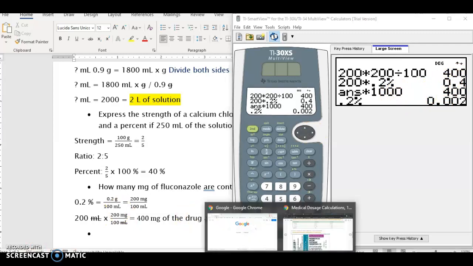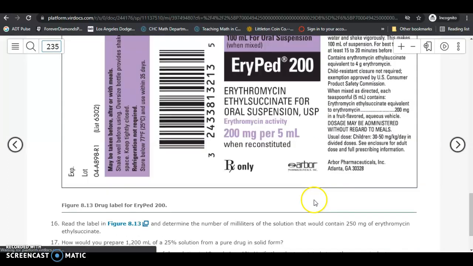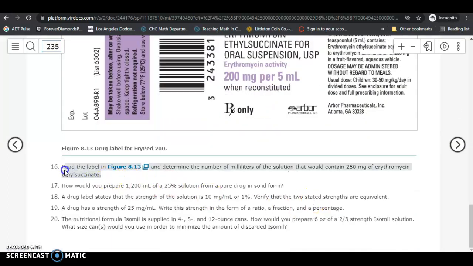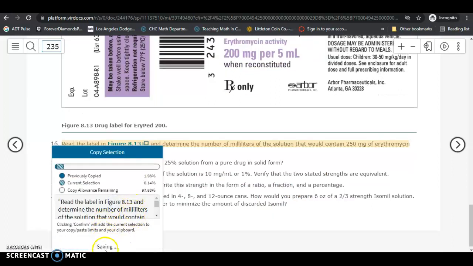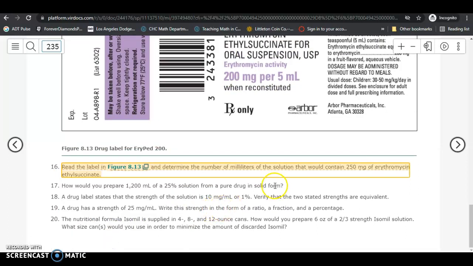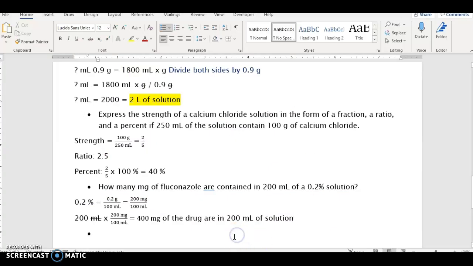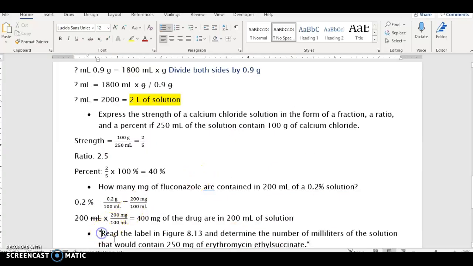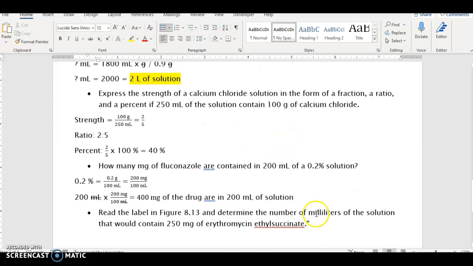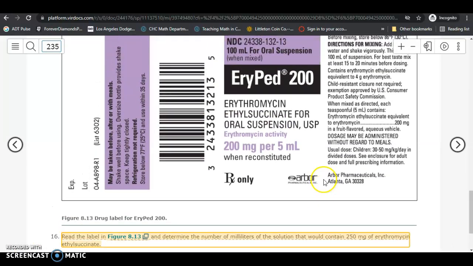Okay, let's go ahead and move on to the next problem. We're going to take a look at number 16, and we have to read the figure in order to do the problem. The problem says, read the label in figure 8.13 and determine the number of milliliters of the solution that would contain 250 milligrams of this drug. So we need to read the drug label to determine the strength.